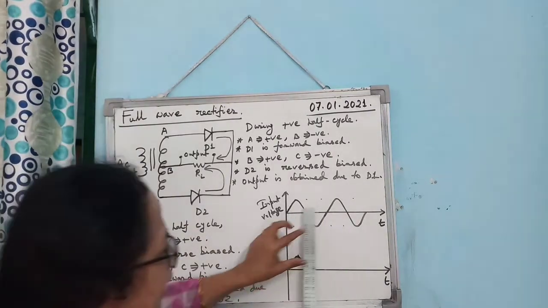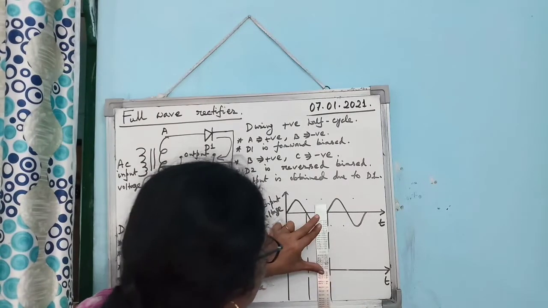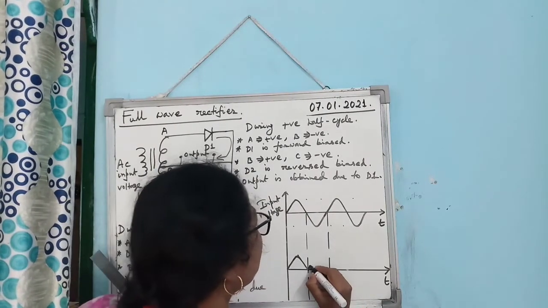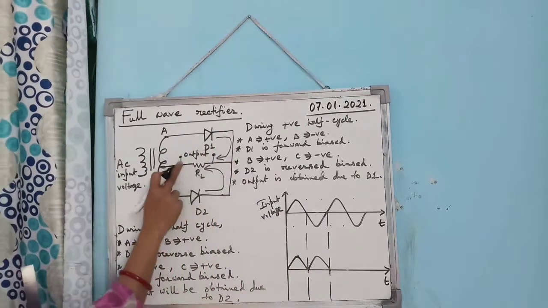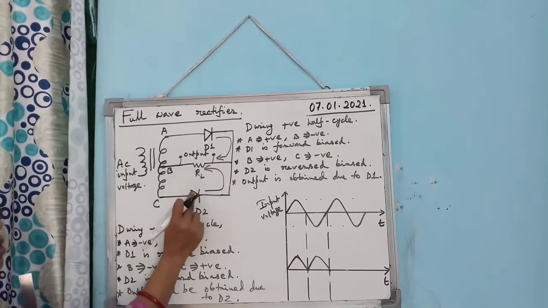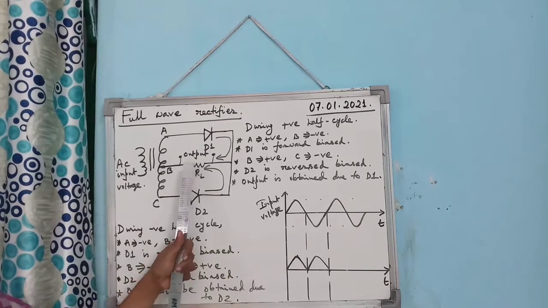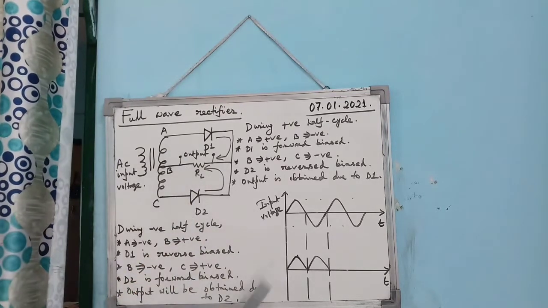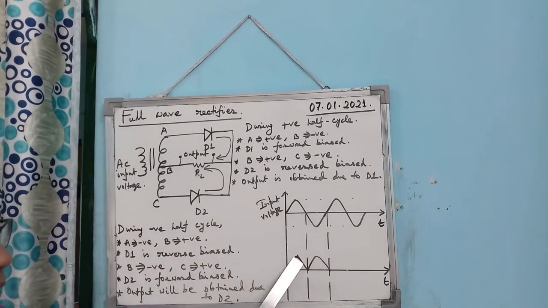Means in the second half cycle also, you will get the output, but you will get the output in the same direction. Look at it. When D1 is conducting, then also current flows right to left. When D2 is conducting, then also the current is right to left through RL. And we are measuring the output across RL. So what is happening? You are getting the full cycle rectified.